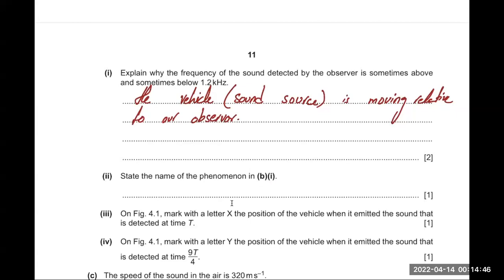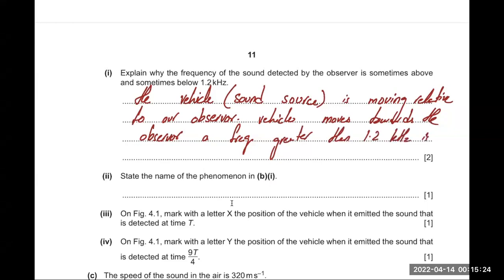The question says, why is it that sometimes you hear a frequency greater than 1.2 and sometimes you hear a frequency less than 1.2? So when the vehicle, or a sound source, moves towards the observer, a frequency greater than 1.2 kilohertz is observed. And vice versa, which means that when the vehicle is moving away from the observer, a frequency less than 1.2 kilohertz is observed. A lower frequency is observed.